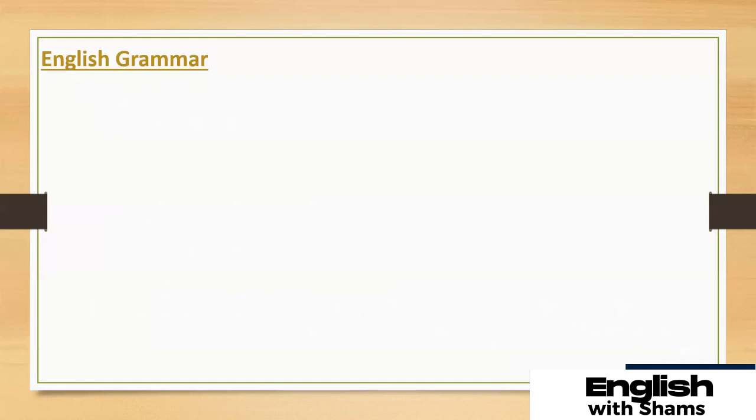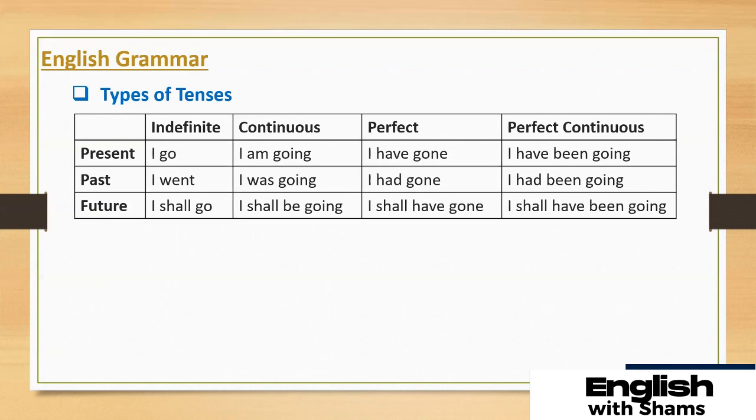After understanding kinds of sentences in English grammar, we will be discussing in detail types of tenses, because whenever we are speaking, there must be a tense there, right? So what are the types of tenses? We have present tense, past tense, and future tense. Again, in these tenses, we have indefinite, continuous, perfect, and perfect continuous, right?